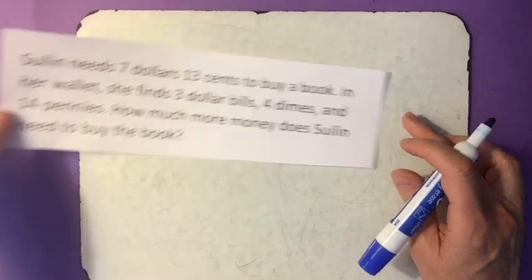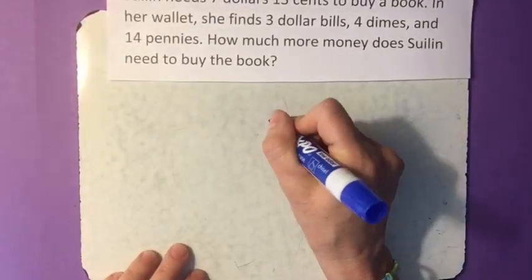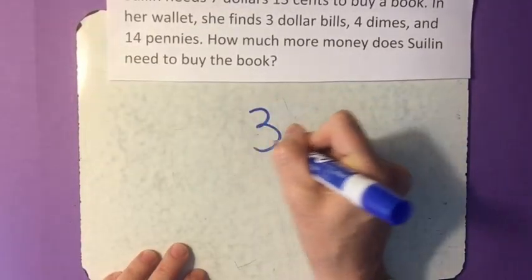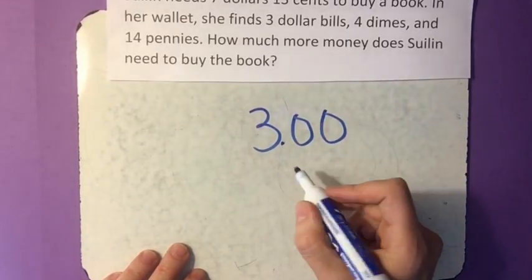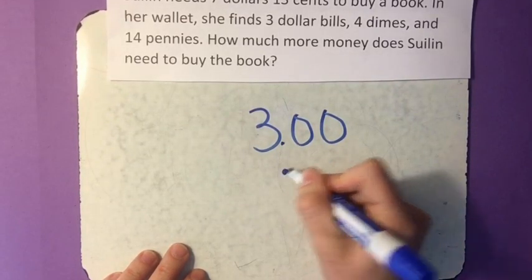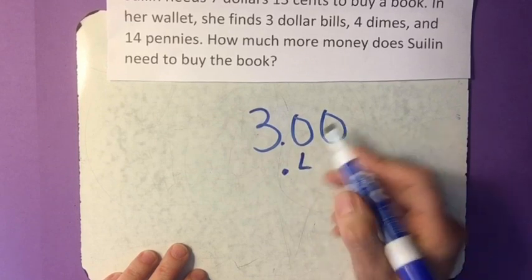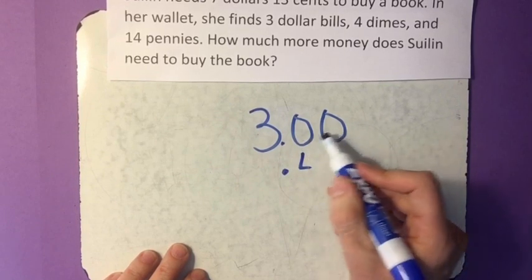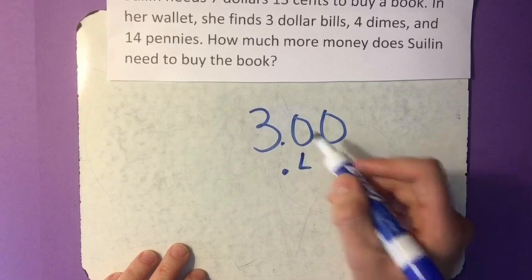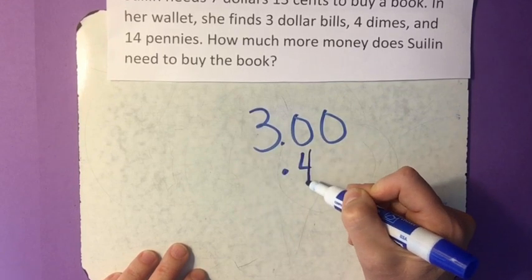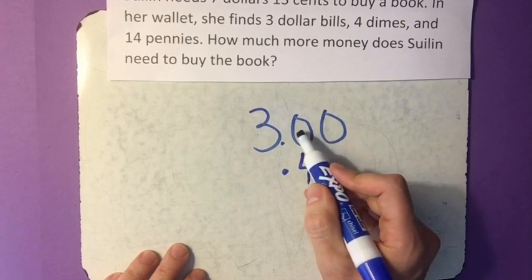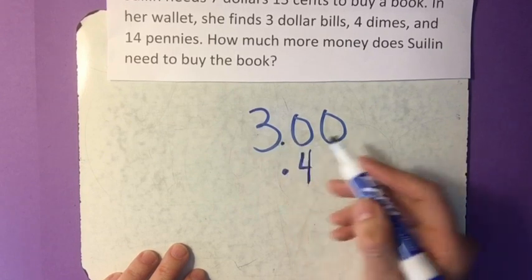So let's do this. We will write down $3 because that's what she has. She also has 4 dimes. And have you noticed that I'm using placeholder zeros here for my $3? I'm just not writing the number 3. I'm showing the decimal places so that they show that there's no dimes and no pennies in the $3.